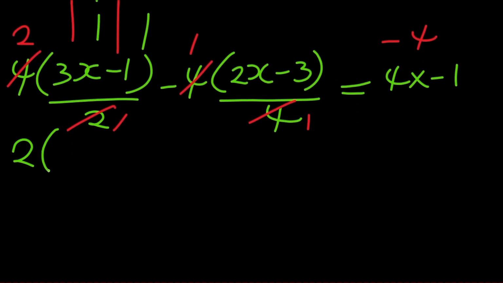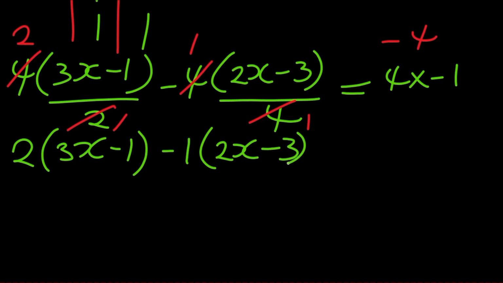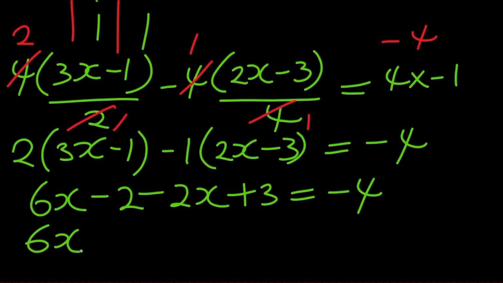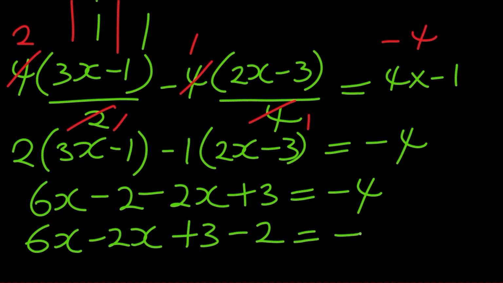We now have 2 times (3x minus 1) minus (2x minus 3) to be equal to minus 4. Expanding the brackets, 2 times 3x will give us 6x, and 2 times minus 1 will give us minus 2. Minus 1 times 2x will give us minus 2x. Minus 1 times minus 3 will give us plus 3, to be equal to minus 4. Simplifying further, 6x minus 2x plus 3 minus 2 is equal to minus 4.